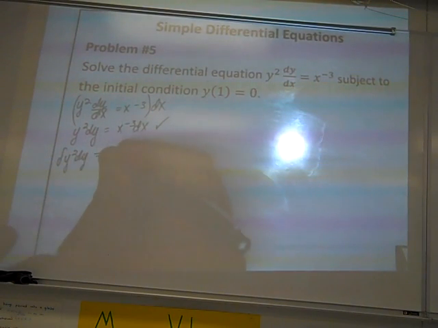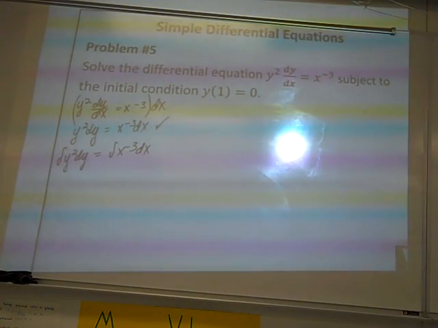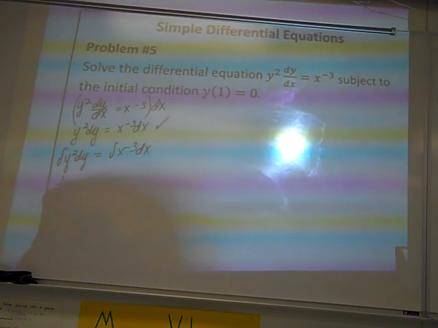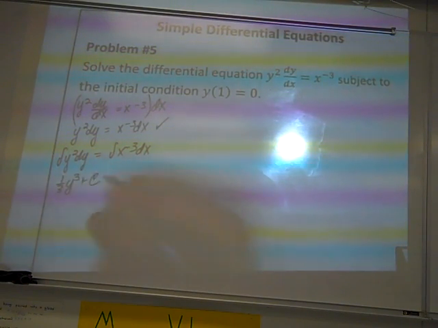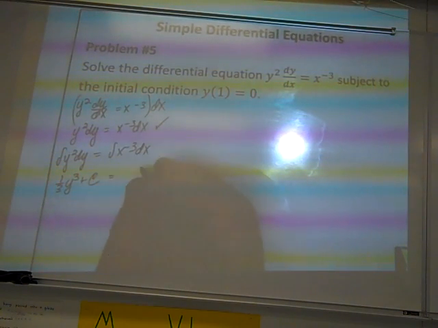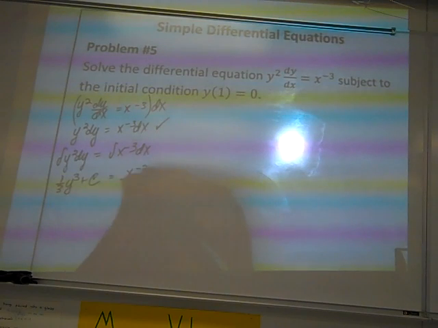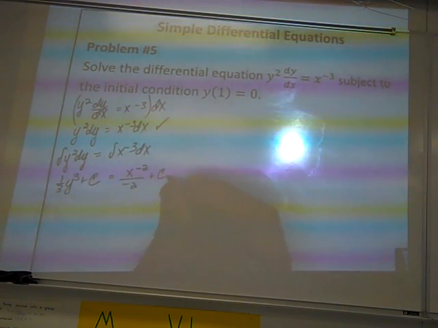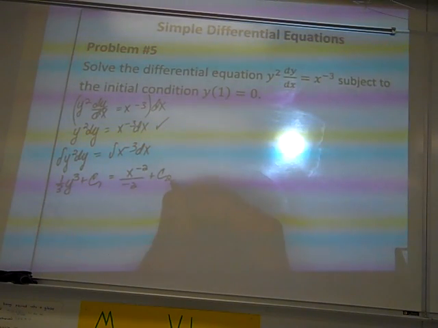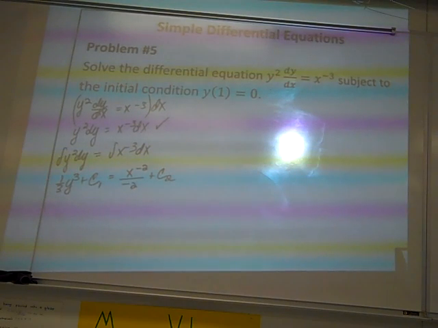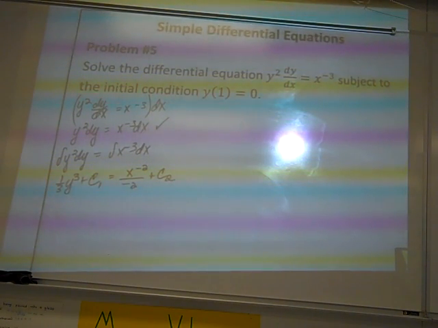Now, we're actually going to integrate both sides of the equation. The integral of y squared dy is 1/3 y cubed plus our constant of integration. X to the negative third, I would make it x to the negative 2 divided by negative 2, plus a different constant of integration. So I'm going to refer to the second one as C2 and the first one as C1. And on this problem, we're actually going to do this problem twice.